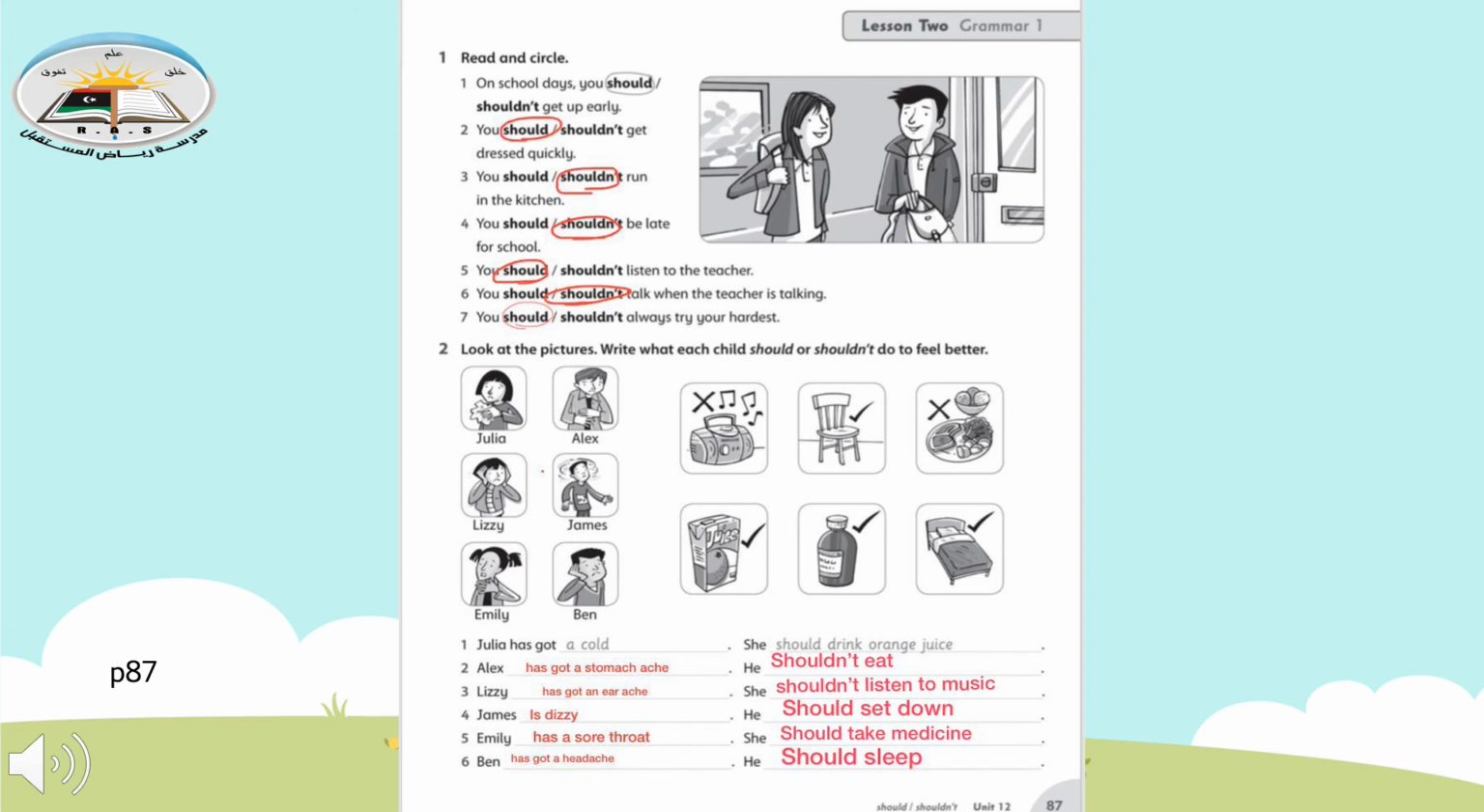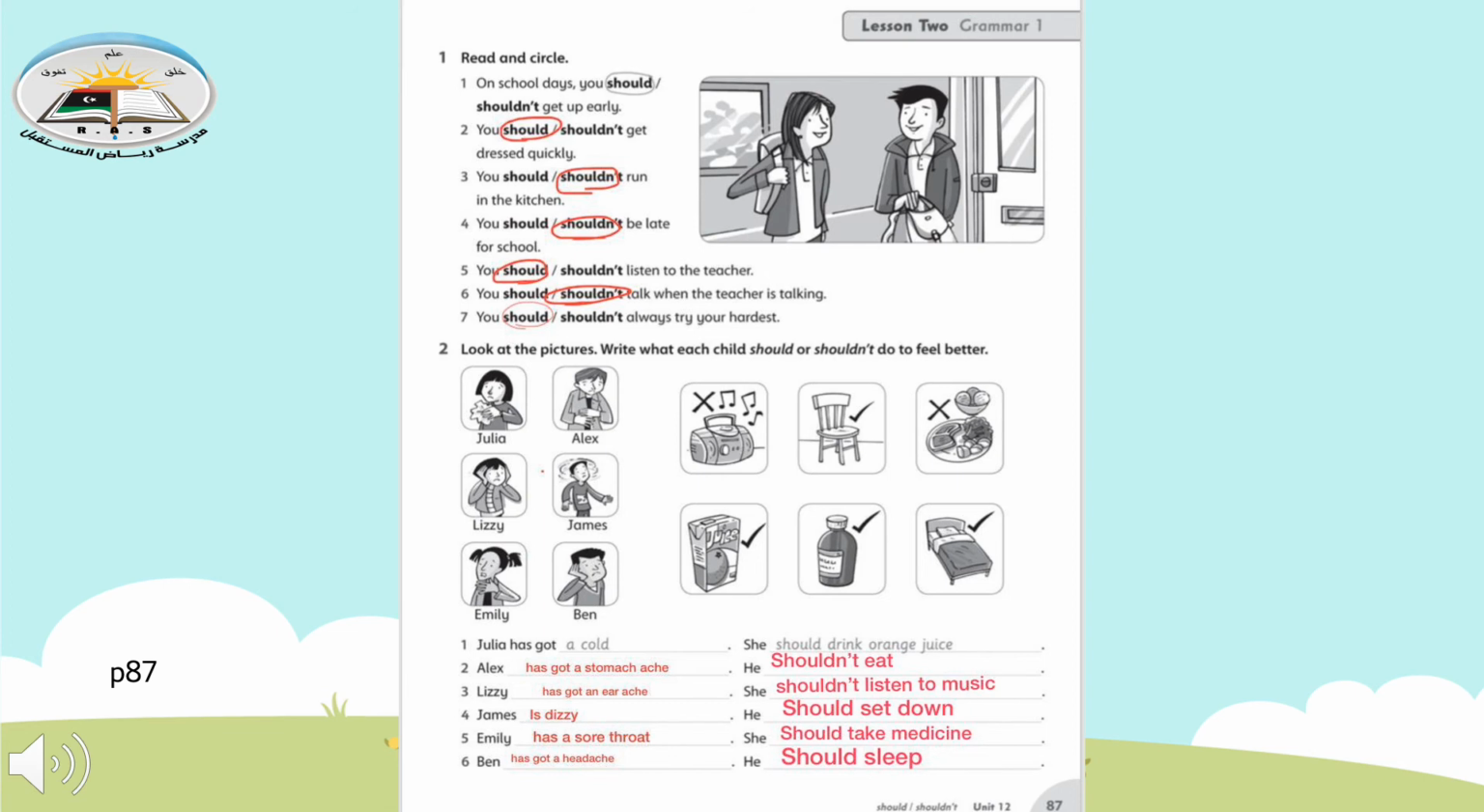Now we have should and shouldn't, and we should decide which one we should circle. Number 1. On school days, you should or shouldn't get up early. The answer is should. Number 2. You should or shouldn't get dressed quickly. You should get dressed quickly. Number 3. You should or shouldn't run in the kitchen. You shouldn't run in the kitchen.